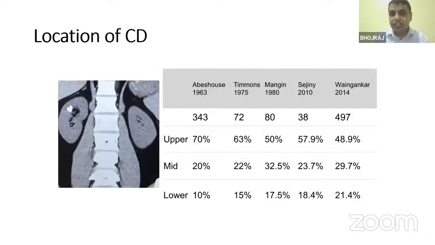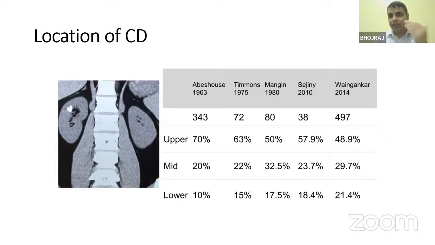So what is the location of the calyceal diverticulum? By and large, if you see different series of Mayzin, Timmons, Wegenacker, and Ebbinghaus, we find that the upper pole has the highest incidence of calyceal diverticula, followed by mid and lower. So upper has the upper hand for location of the diverticulum.